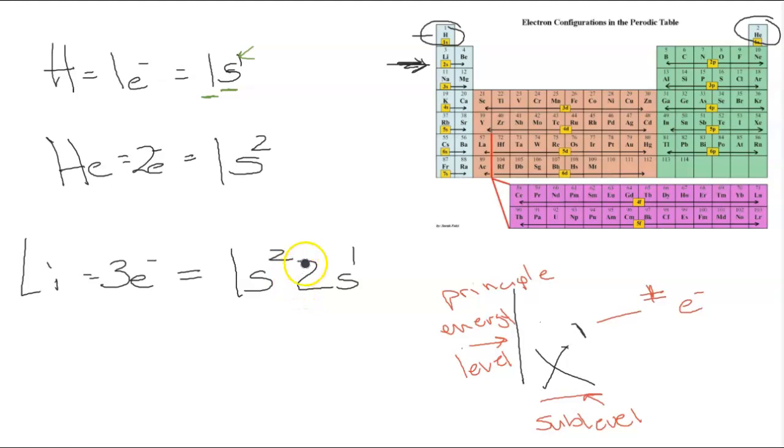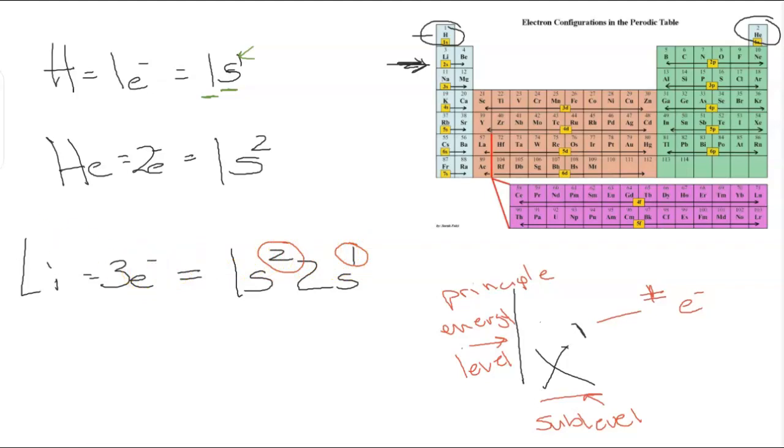So I'm really just building my electron shell one electron at a time. If I want to double check myself to see if I've done them correctly, or at least have the right number of electrons, if I take my superscripts and I add them together, it should match the number of electrons I was hoping to find. So lithium has 3 electrons. 2 plus 1 is 3 electrons.